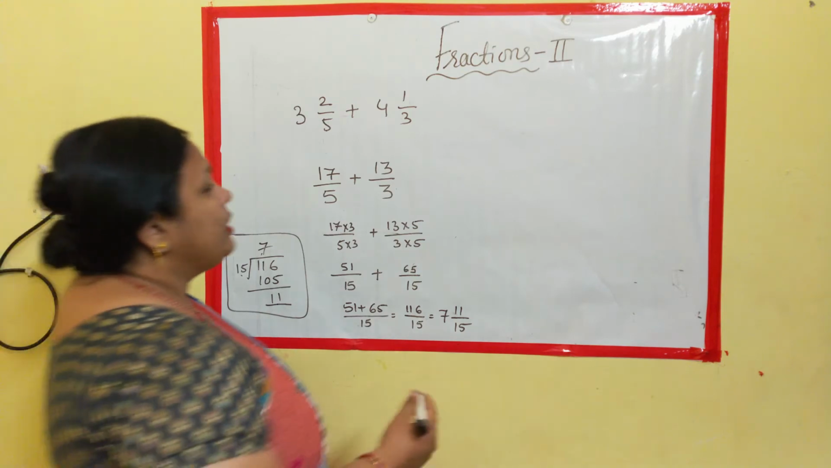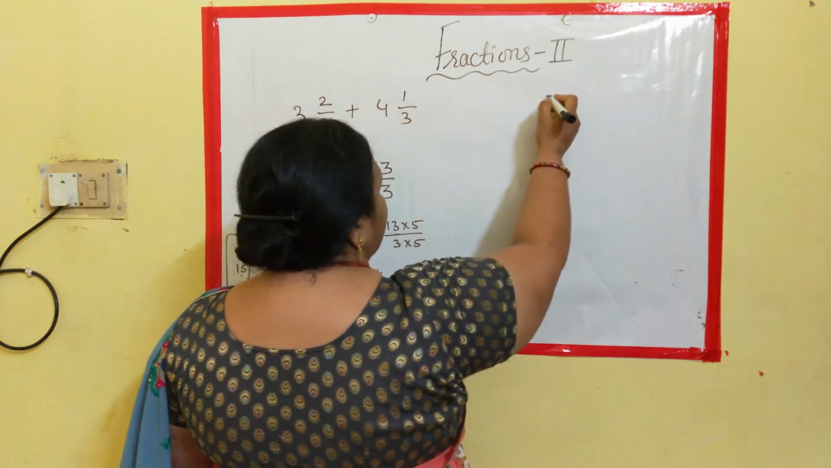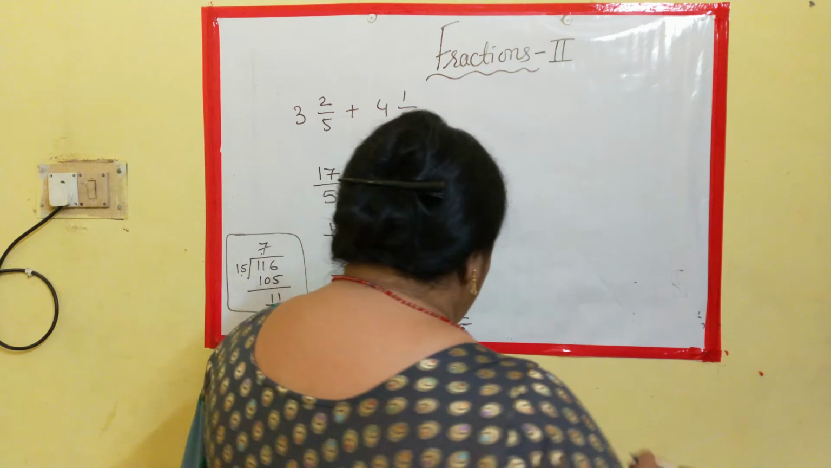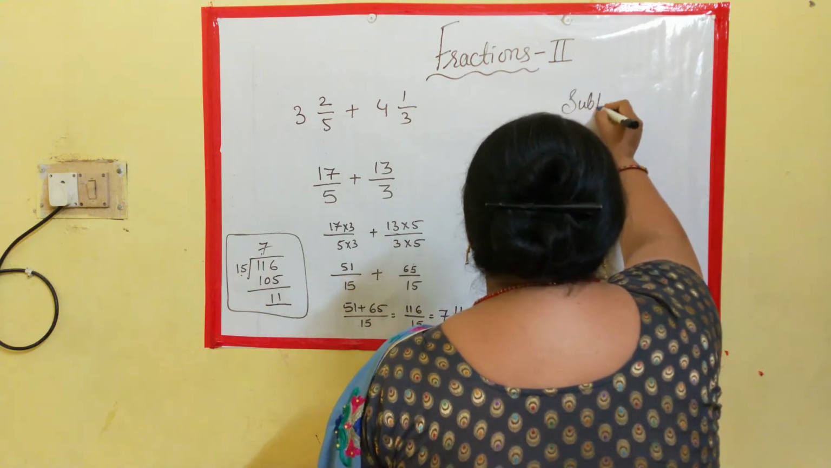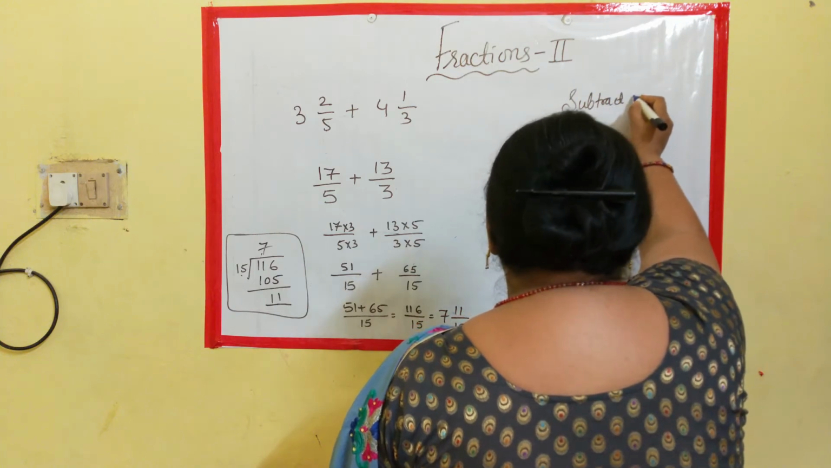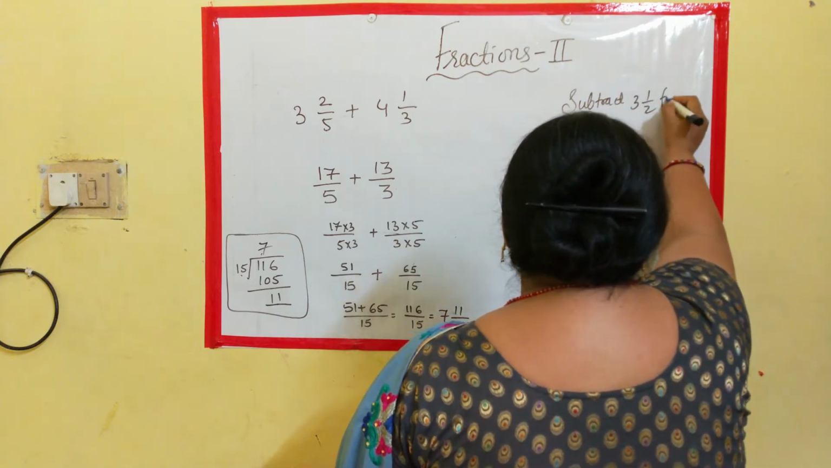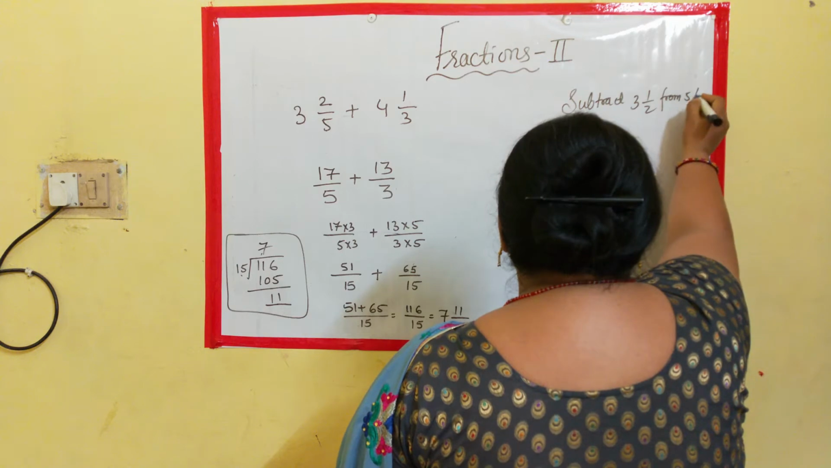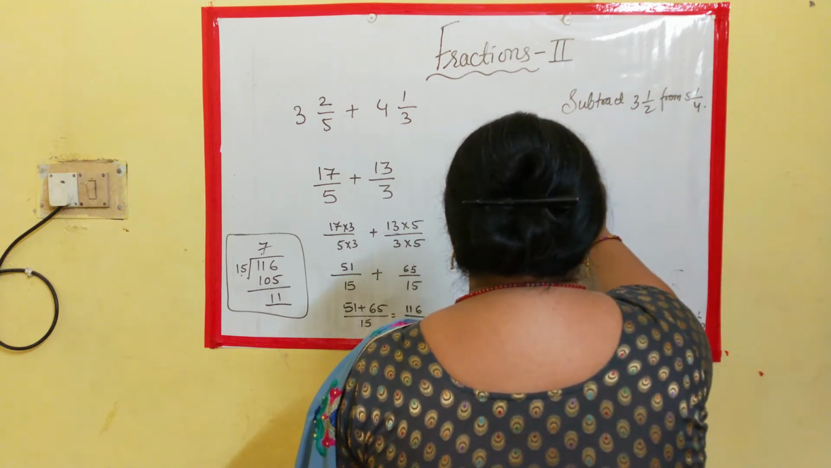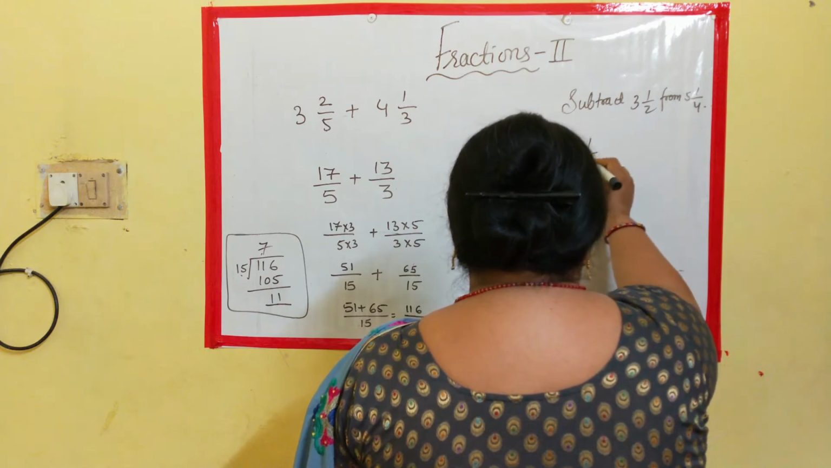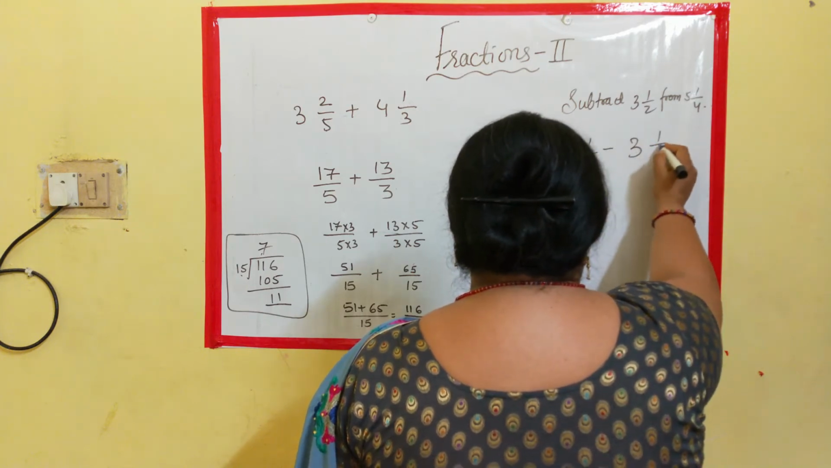So let's quickly see an example for a mixed fraction subtraction. The example goes like: subtract 3.5 from 5 1 by 4. That is 5 1 by 4 minus 3.5.